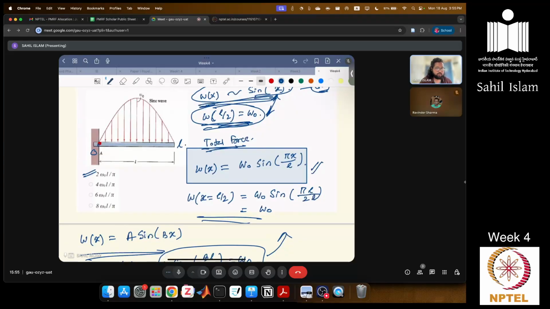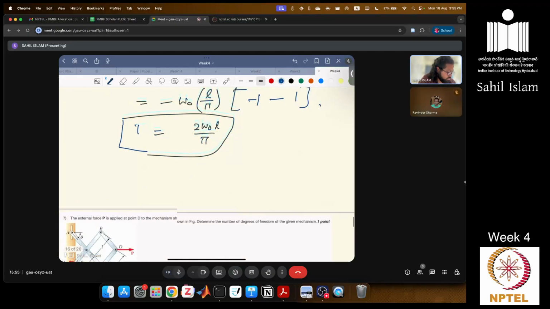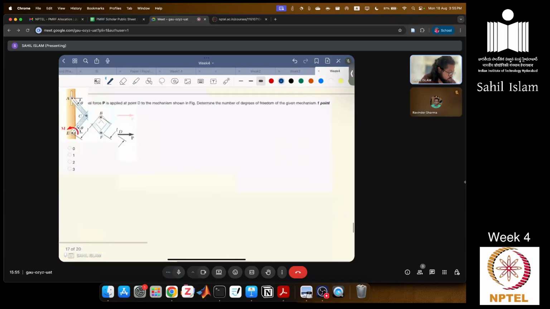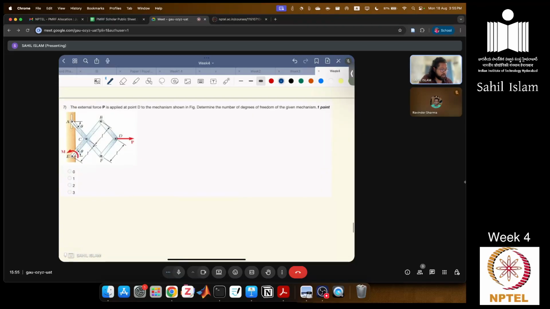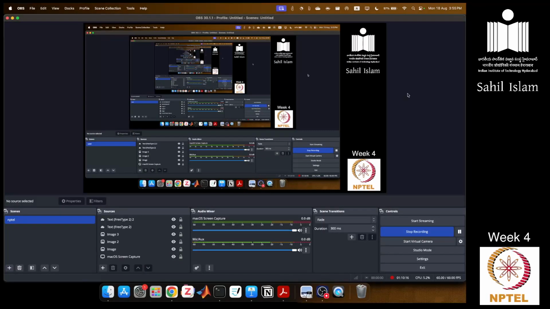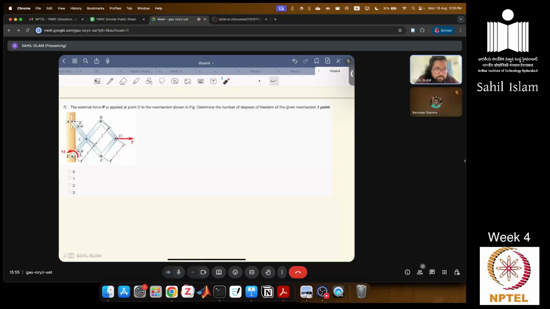Understood? Any question? Okay, let's move on. Next two are very simple questions, and simple means we still have to discuss it. So the external force P is applied at point D to the mechanism shown in the figure. Determine the number of degrees of freedom in the mechanism. Do you know how to find the number of degrees of freedom?